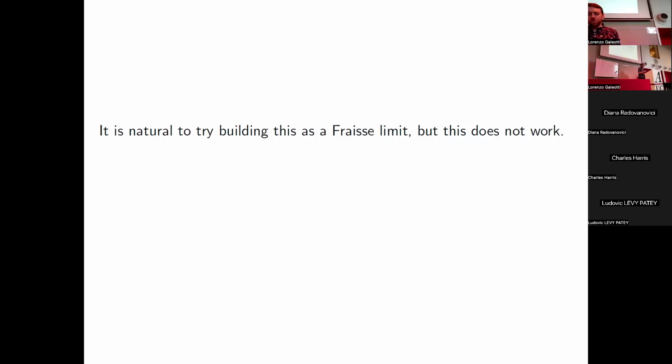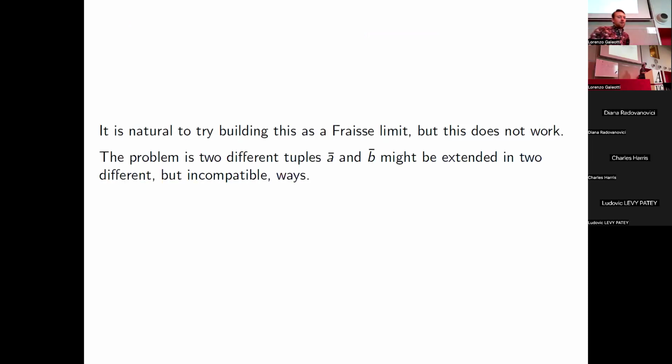And so it doesn't work to do a Fraïssé construction. Basically the problem is that you could have two tuples that both look the same. So in the Fraïssé construction, you want to make it homogeneous. You want to map one to the other. They both look reasonable right now, but they're incompatible in the sense that you can't amalgamate them in a reasonable way. So they're both individually reasonable, but not reasonably amalgamated.